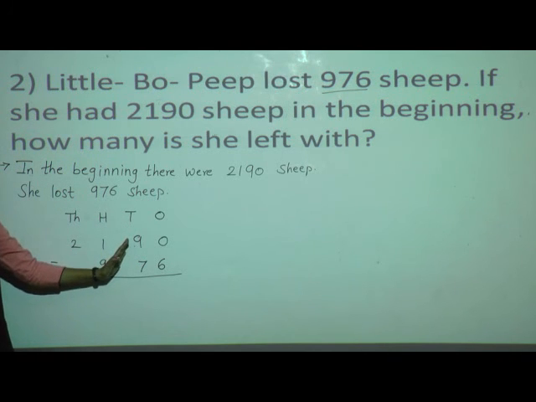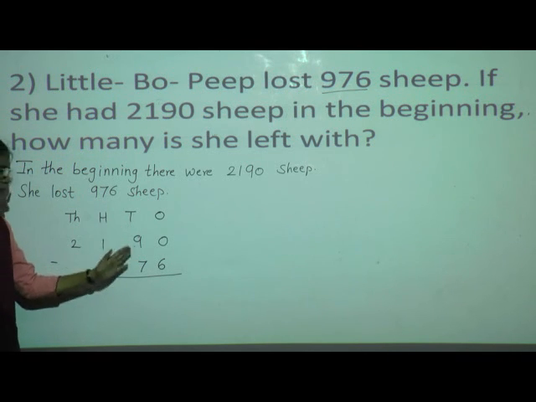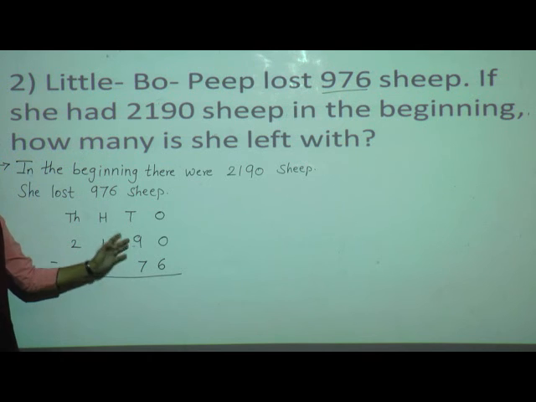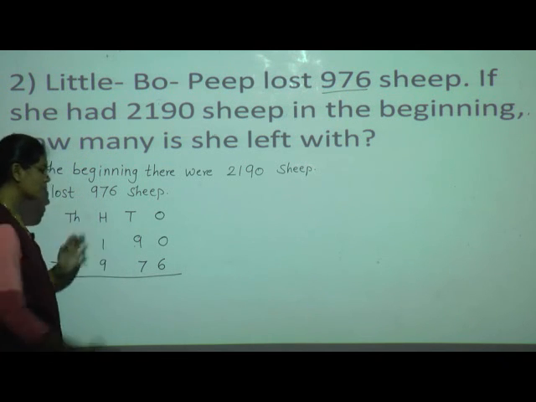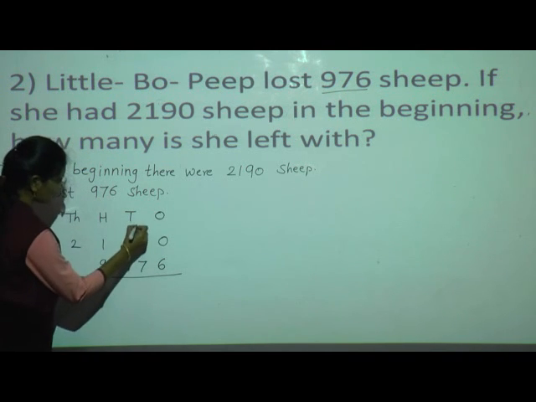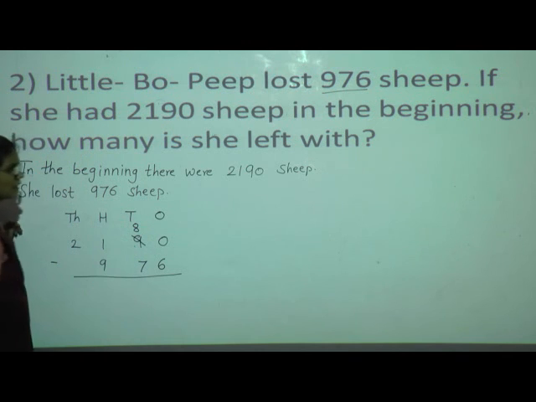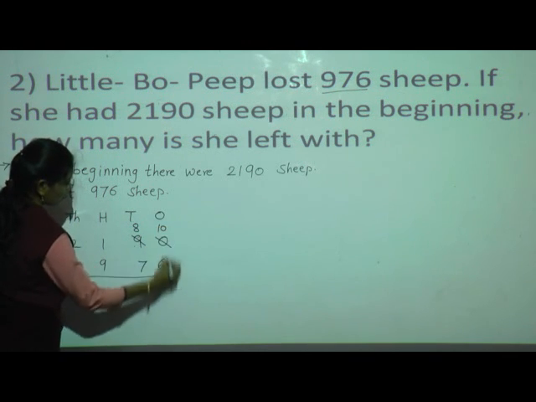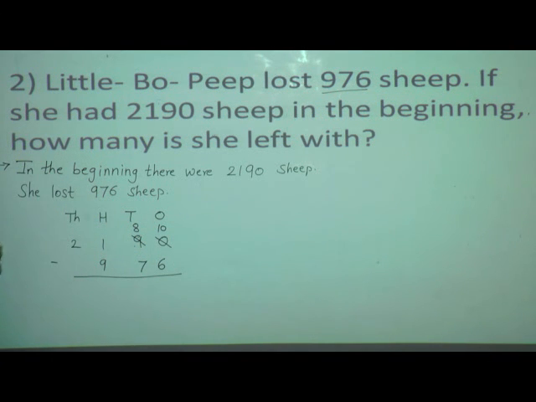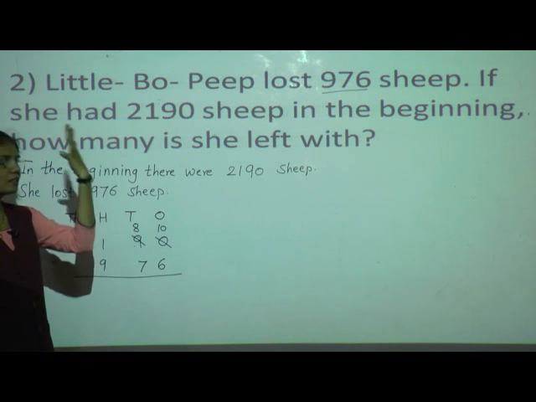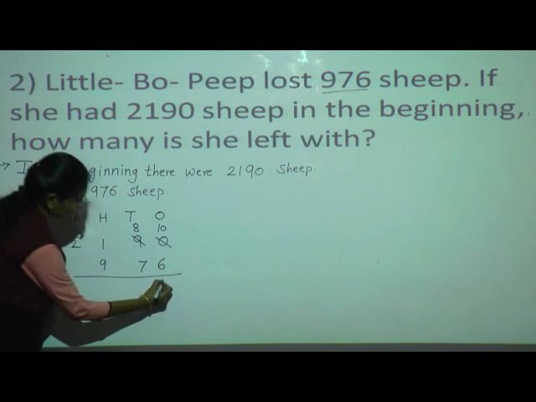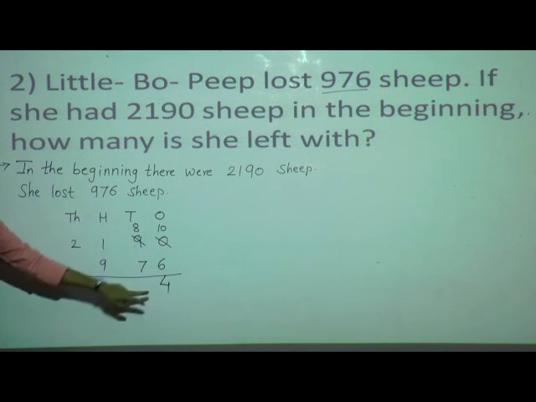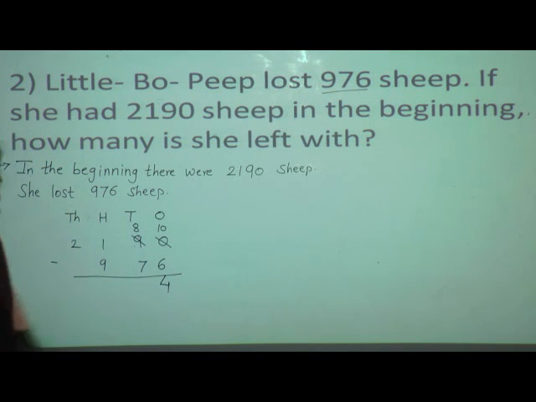Now who is the neighbor of ones? Tens is the neighbor of ones, and this tens has 9. So we will take 1 from this 9. So 9 minus 1, here 8 will remain, and this 0 will become 10. Now do the subtraction, 10 minus 6. After 6, count your fingers till 10: 7, 8, 9, 10. So 10 minus 6, we get 4. So write 4 at ones place.